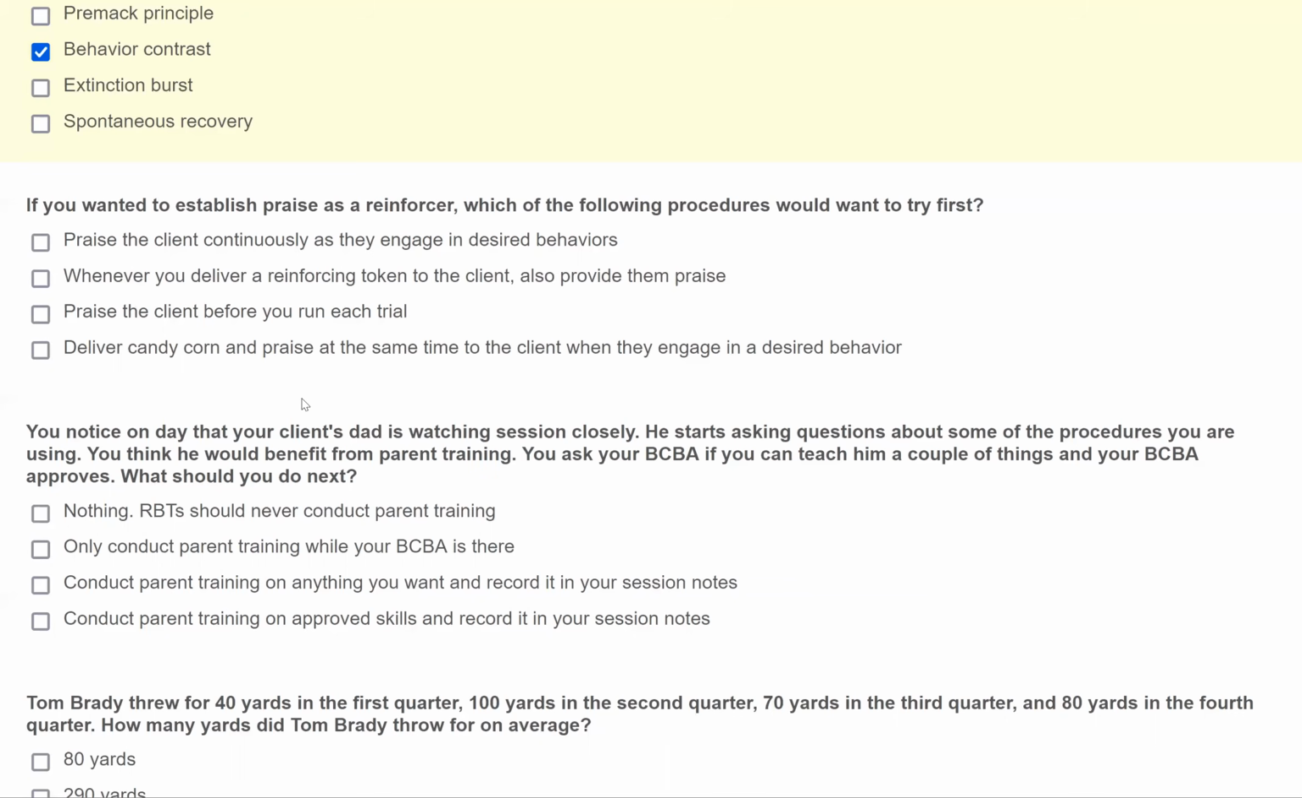And then D, deliver candy corn and praise at the same time to the client when they engage in desired behavior. Do we know if candy corn has reinforcing properties? We have no idea. The client could hate candy corn. We don't know anything about candy corn. So pairing praise with candy corn could actually produce the opposite effect or no effect. In order to establish praise as a reinforcer, we have to pair it with something that already has reinforcing properties, which would be B. Whenever you deliver a reinforcing token to the client, also provide them praise.